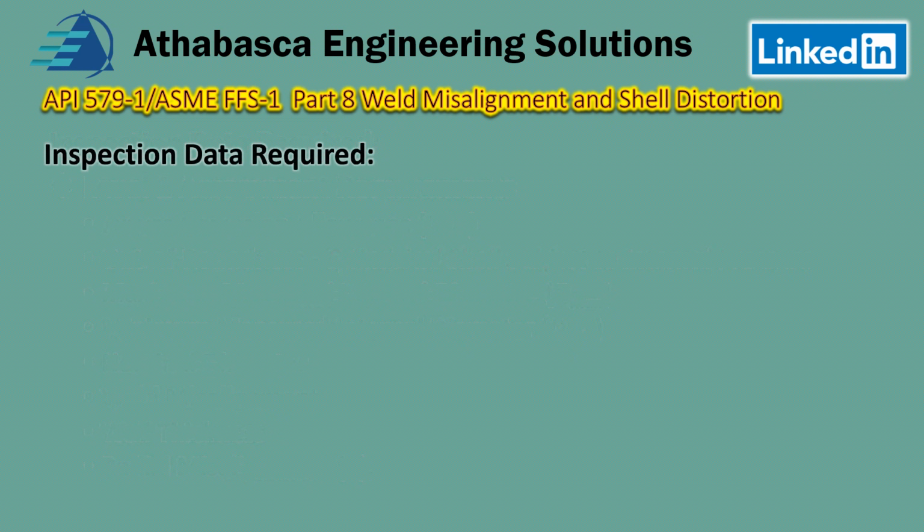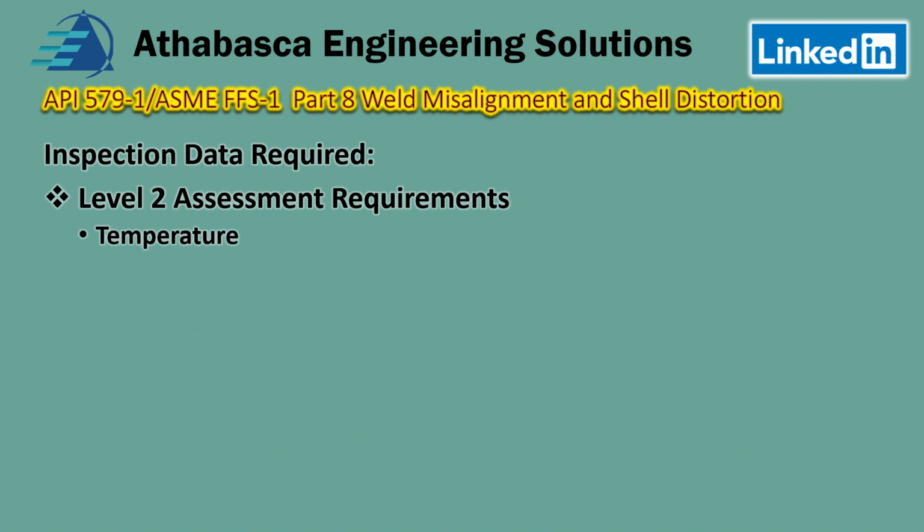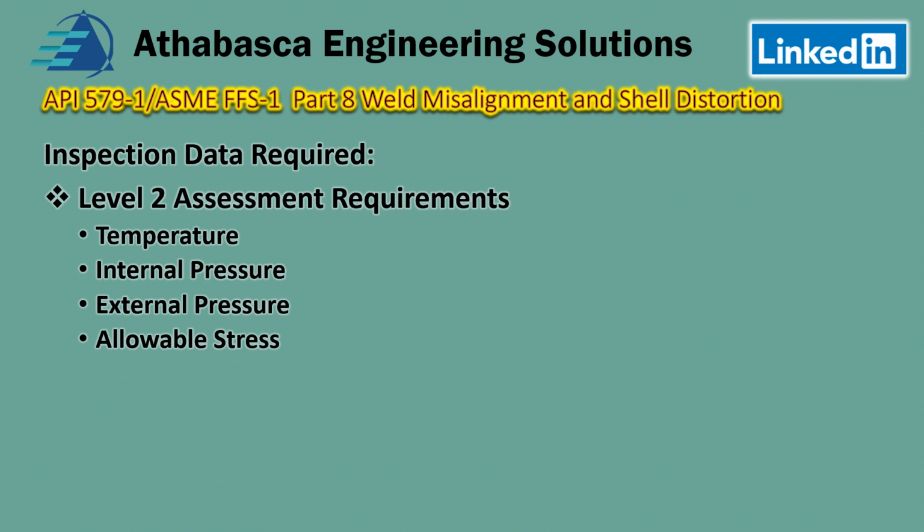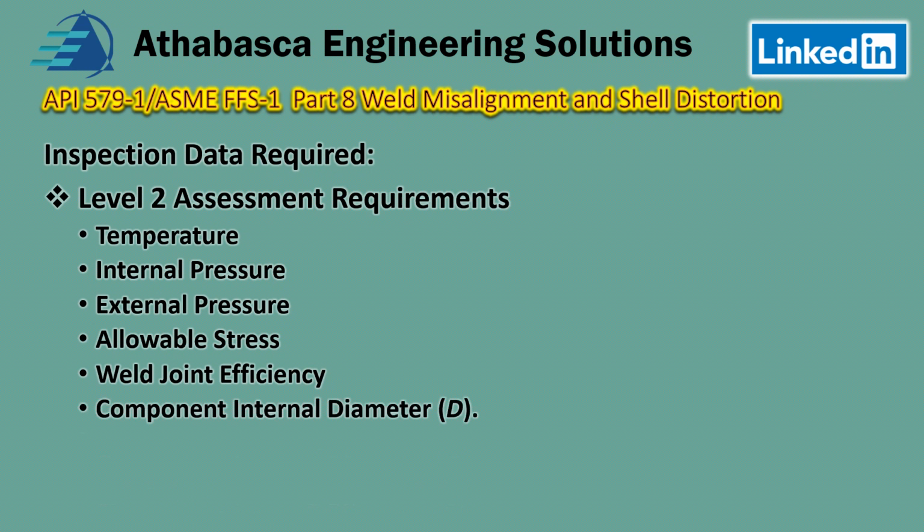From a level 1 assessment, we jump to a level 2. There are a few additional elements that we require. Specifically, we need to know the temperature, so that's essentially the main operating temperature, the internal pressure, the external pressure, the allowable stress, the weld joint efficiency, and the component inner diameter.